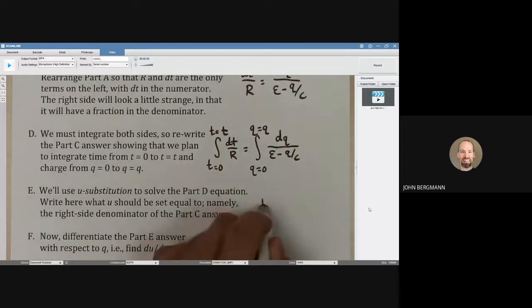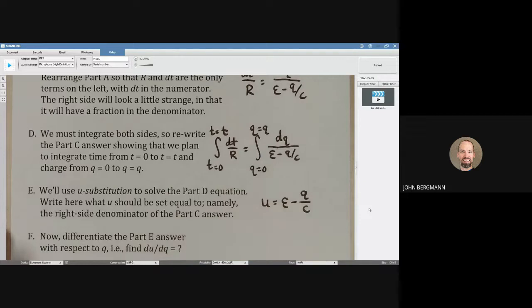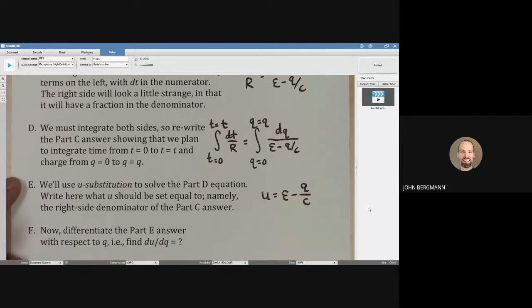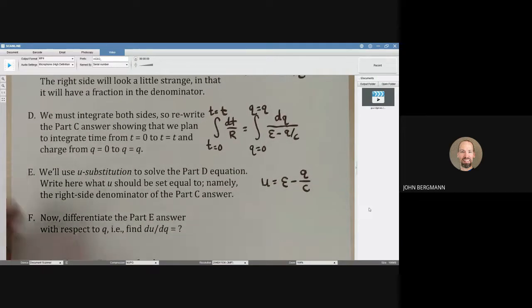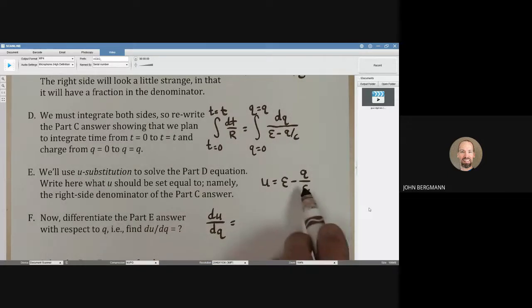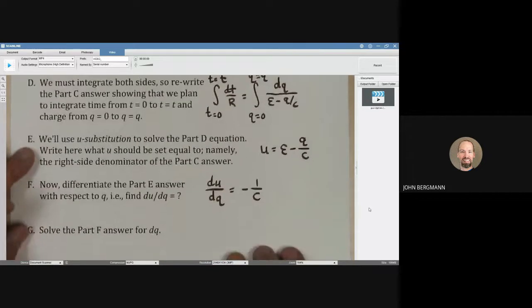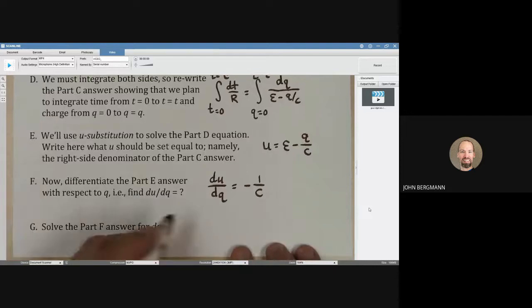denominator here. So u is equal to epsilon, or big E, right? That's the voltage of the battery, minus Q over C. We're now going to differentiate this to get du/dQ. So du/dQ: you differentiate that voltage term, you just get 0. You differentiate the next part with respect to Q, and you get negative 1 over C. We're now going to solve this for dQ. dQ is going to equal negative C du.